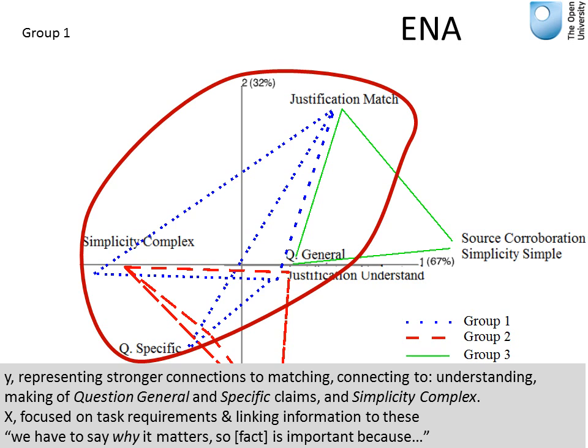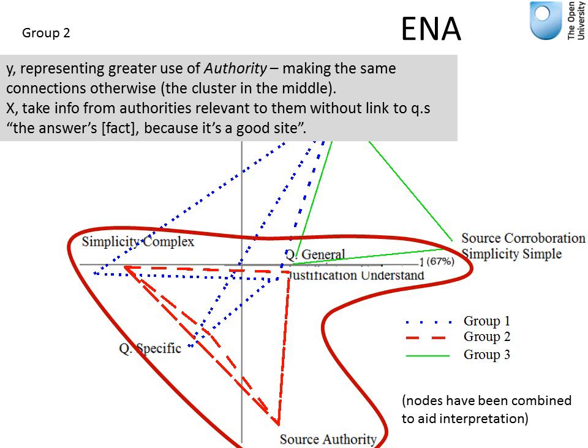And this was mapped using ENA, and we can see the description here. So I'm just going to go through the different groups. So the first group, which is in the blue dotted lines here, and remember they were quite successful and were very interested in quality of information. They were making more connections around the kind of task requirements, so the general and specific task requirements, and the simplicity of knowledge. They were understanding that there were connections between the different bits of information they were finding.